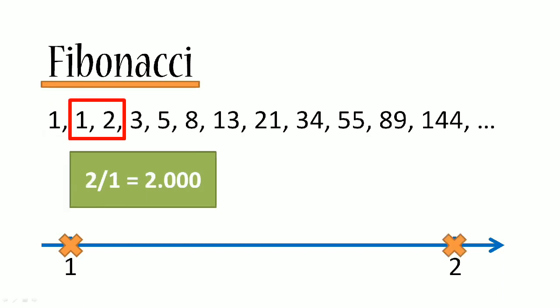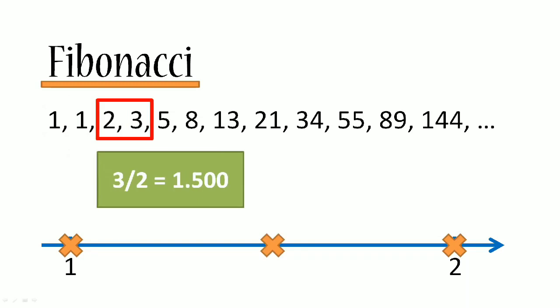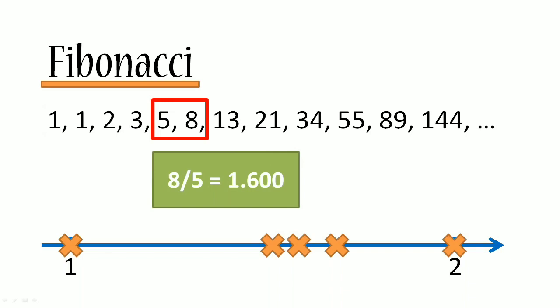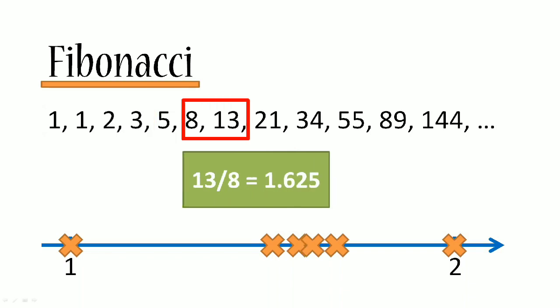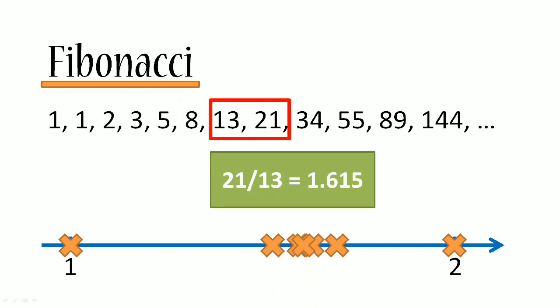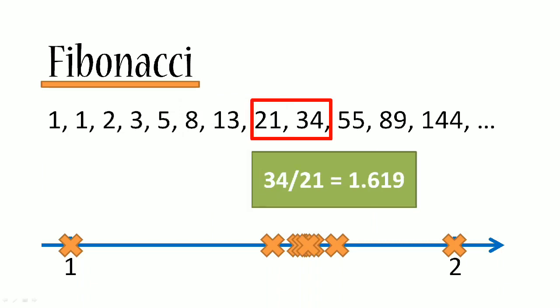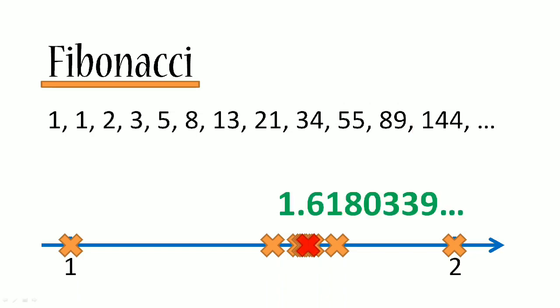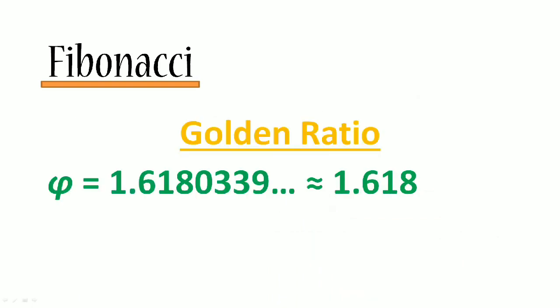Now let's divide 2 by 1 and we get 2. 3 divided by 2 is 1.5. 5 divided by 3 is 1.666. 8 divided by 5 is 1.6. 13 divided by 8 is 1.625. 21 divided by 13 is 1.615. So you kind of see where this is going. The crosses are getting closer and closer to one specific certain number. And that number is 1.6180339, and so on. And this number is known as the golden ratio, which is usually represented by the Greek letter phi. Phi is equal to approximately 1.618.